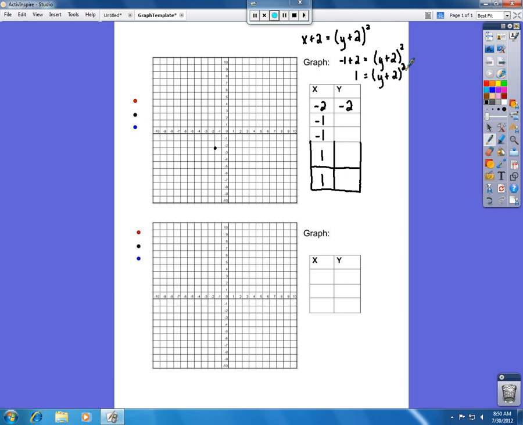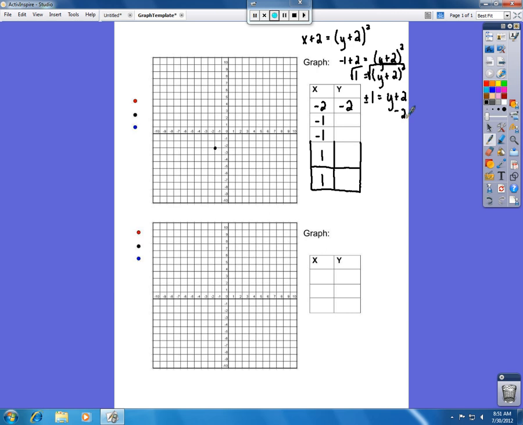You can do this algebraically by taking the square root of both sides. Whenever you take the square root of a number, that means you're going to have a plus or minus 1, and that equals y plus 2. Because if you think about it, 1 squared gives you 1, and -1 squared also gives you 1. So that's the reason for this plus or minus. Now we go about solving for y.